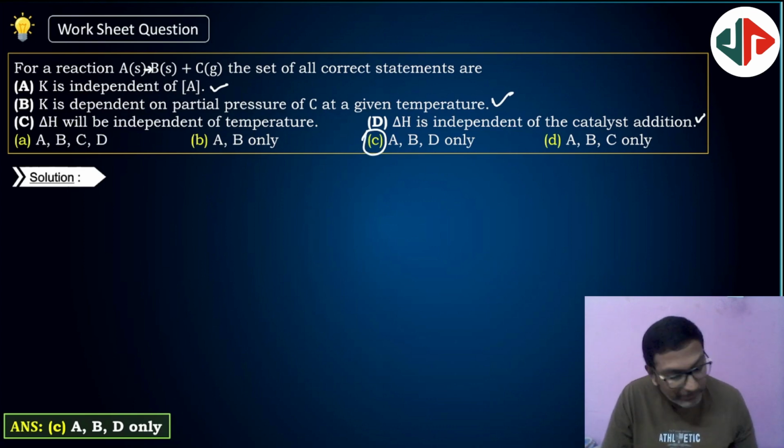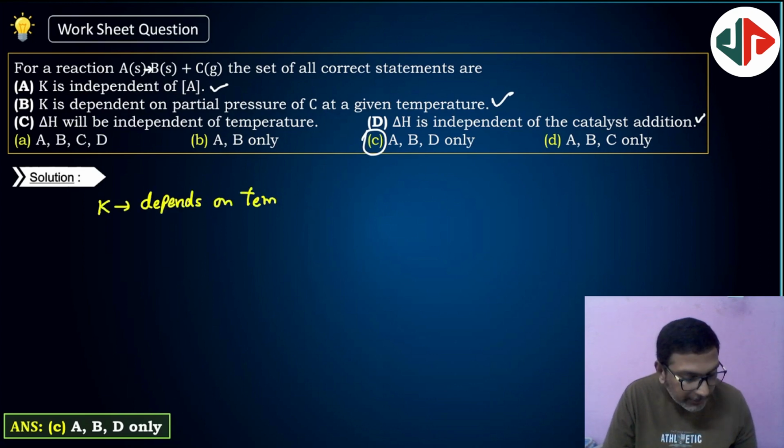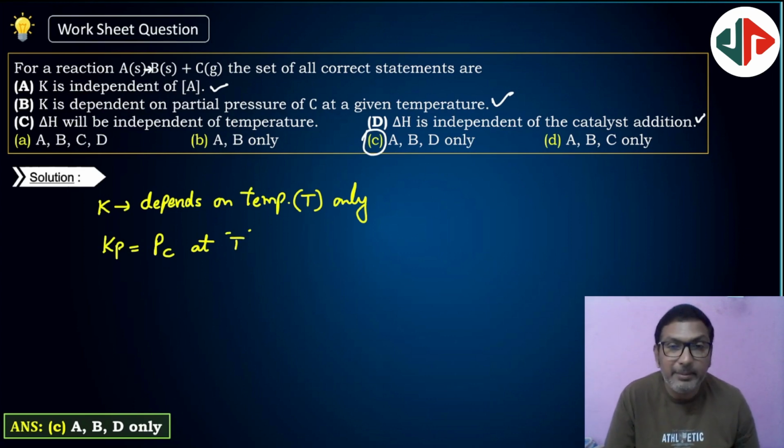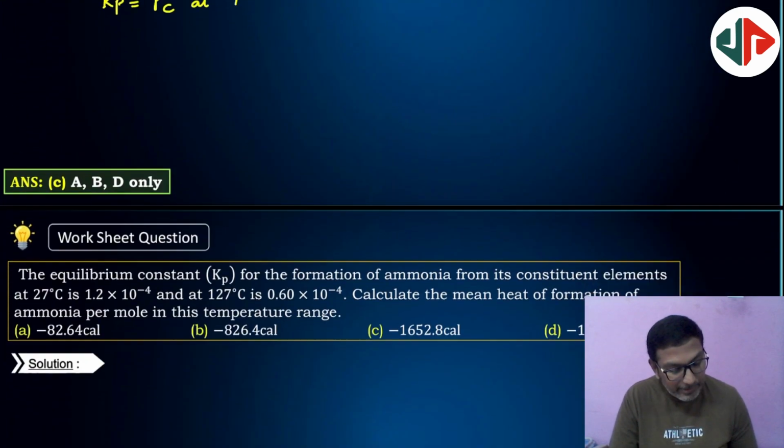So K depends on temperature only. Okay, next. One more point here, I want to add one more point. Kp can be written as partial pressure of C at temperature T. So at a given temperature, Kp depends on partial pressure of C. So A is correct, B is correct, and D is also correct. So option C. Next.